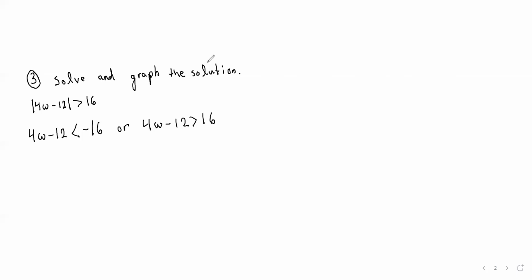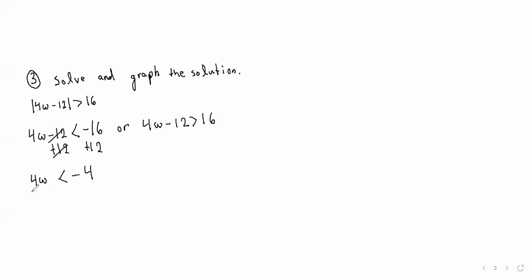And so to solve this, we just need to solve each of these individual inequalities. So let's solve the one on the left. 4W minus 12 is less than minus 16. So I'm going to add a 12 to both sides, so we can isolate the 4W. So here we have the 12 and the minus 12 cancel to 0. And our new equation is 4W is less than, and the minus 16 plus 12 is a minus 4.